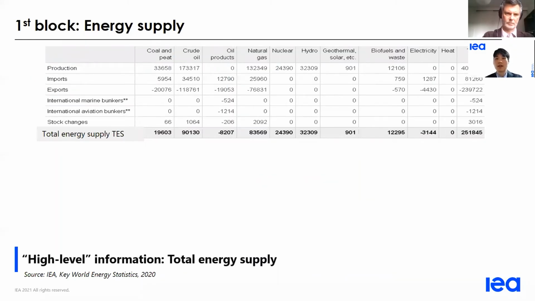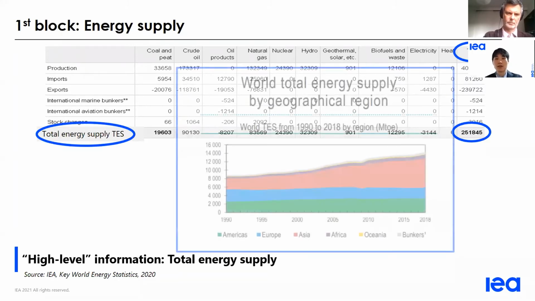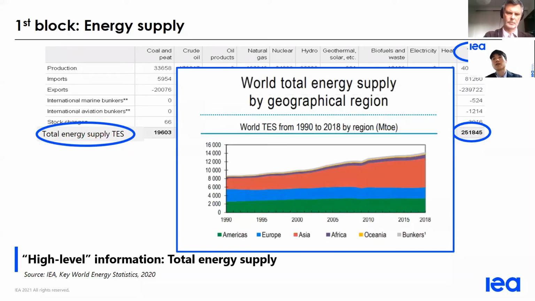And a very key flow shown here is total energy supply. We call it TES. This is a very, very important indicator. I would say this is the first estimation of how much energy is demanded, how much energy is needed for the country to prosper. Here, one graph shown is world total energy supply by geographical region. This is very high level information that is really interesting.